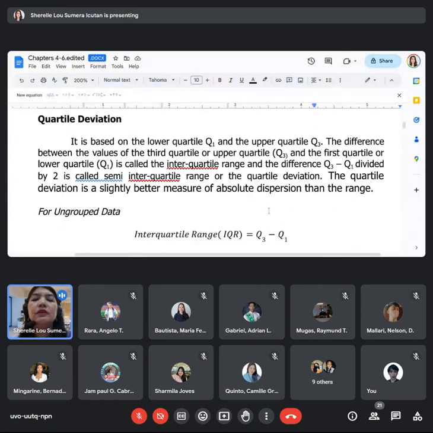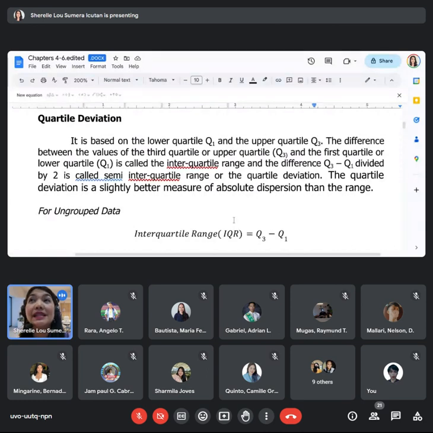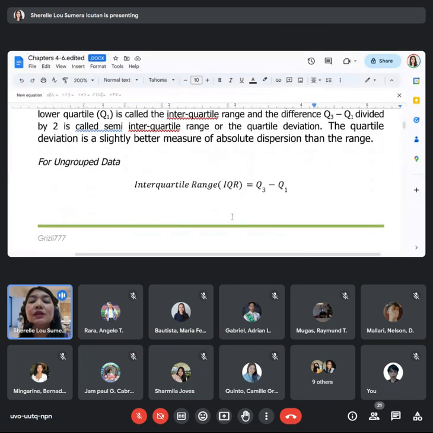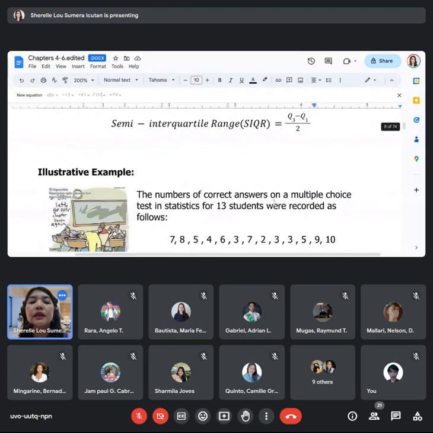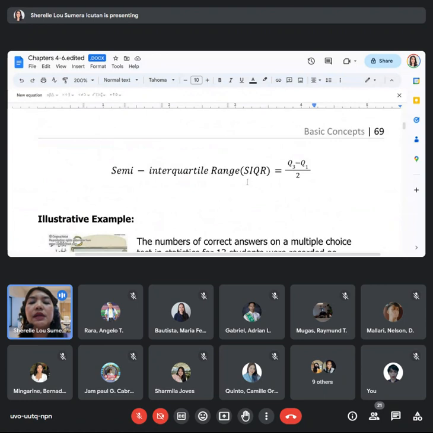What is quartile deviation? You have two types of quartile deviation. The first one is interquartile range, and the second one is semi-interquartile range. For your interquartile range, you have Q3 minus Q1. You know how to compute for Q3 already, and you know how to compute for Q1. So interquartile range is Q3 minus Q1, and then semi-interquartile range, SIQR, is Q3 minus Q1 over 2.